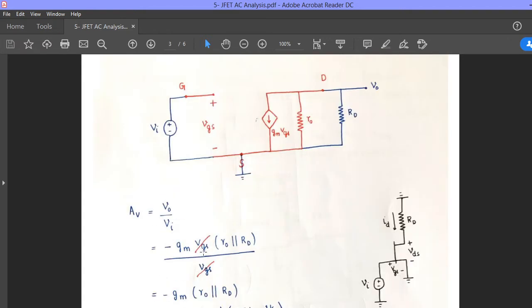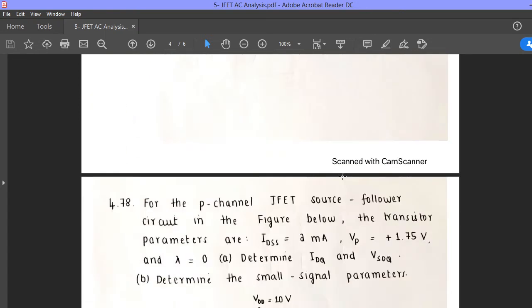And this too, if it is asked in written type, or if your professor wants descriptive answers, then you have to draw these two. This is the circuit AC equivalent analysis, and this is the small parameters analysis.